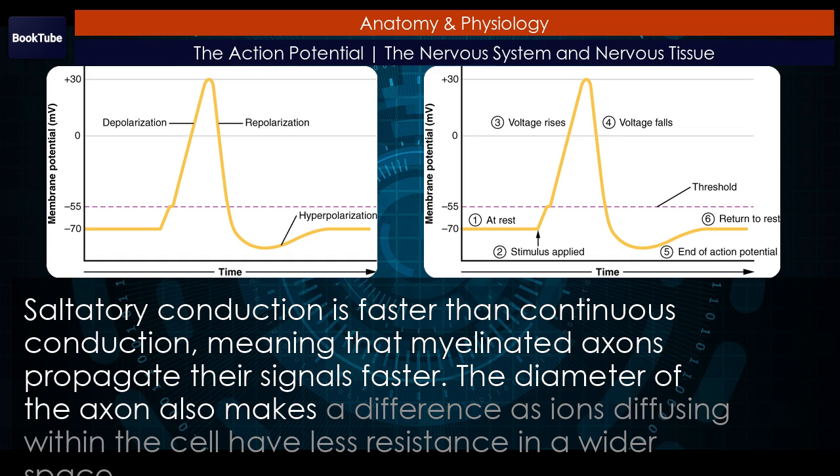The diameter of the axon also makes a difference, as ions diffusing within the cell have less resistance in a wider space.